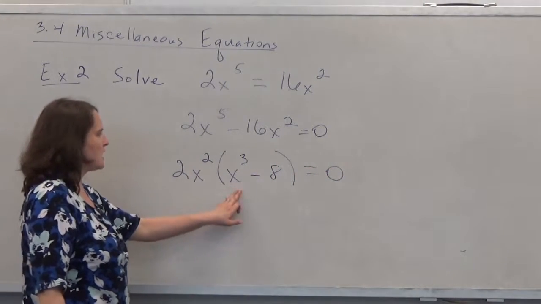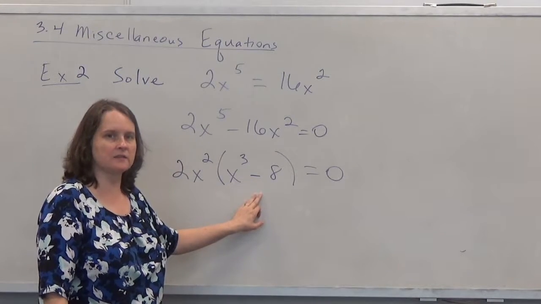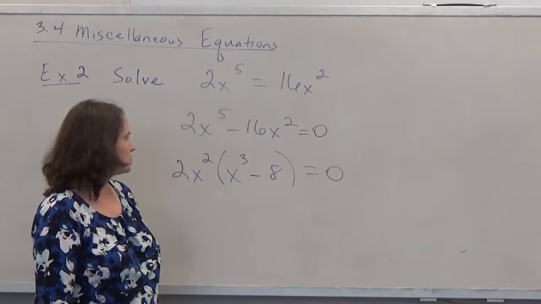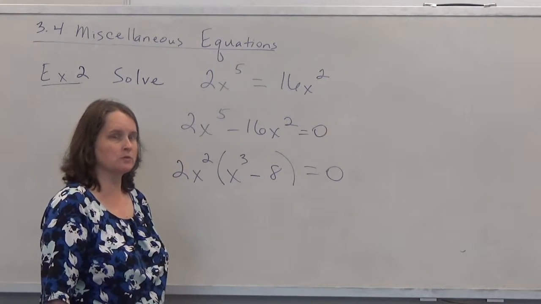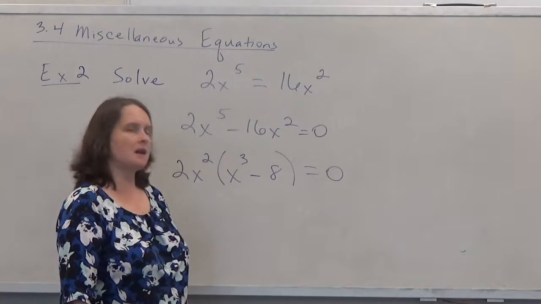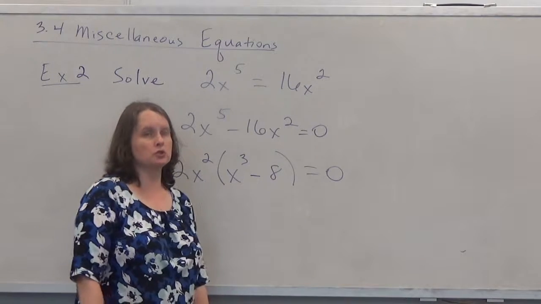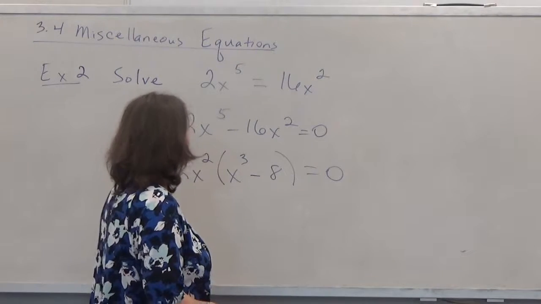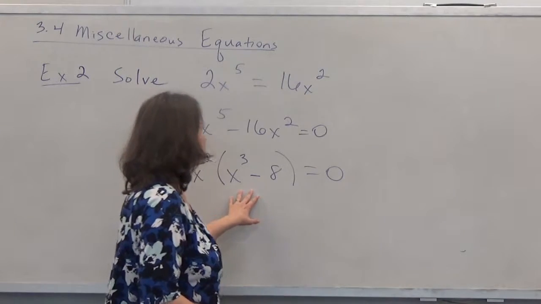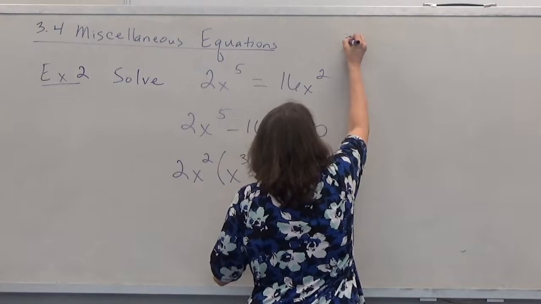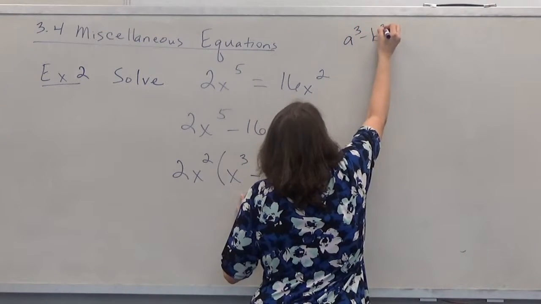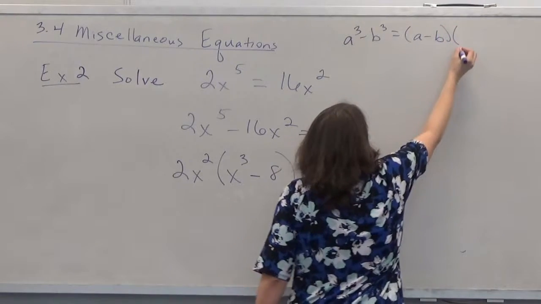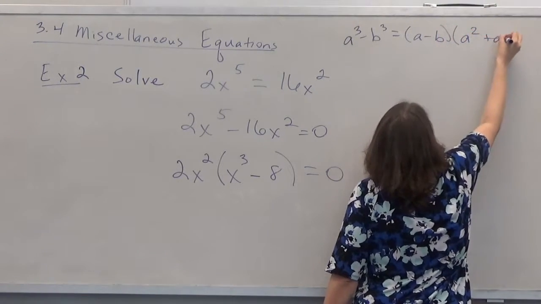You should recognize x cubed minus 8 as a difference of cubes. Remember, 8 is a perfect cube. So your formula for the difference of cubes, you may not remember it, but make sure that you are responsible for knowing those factoring formulas for cubes. This one, the formula is going to be a cubed minus b cubed equals a minus b times a squared plus ab plus b squared.